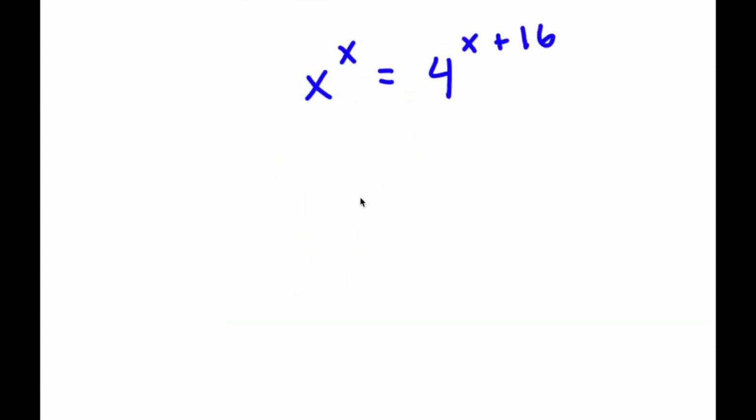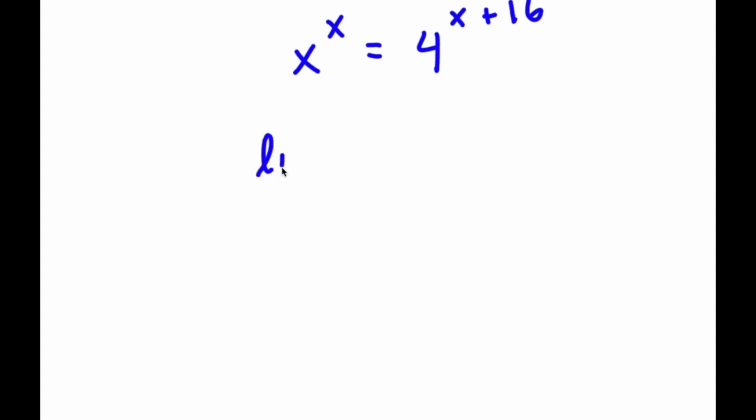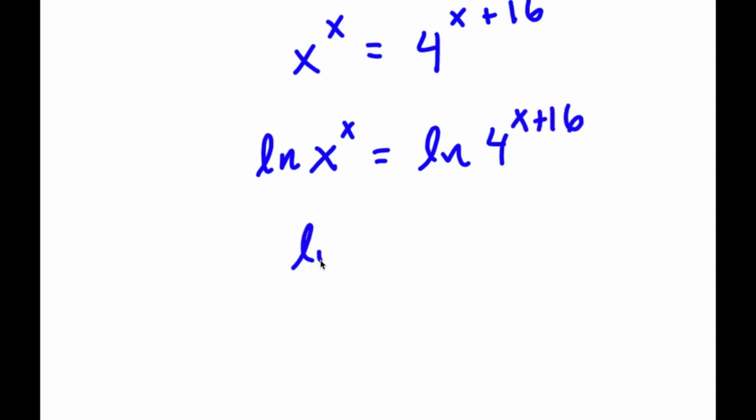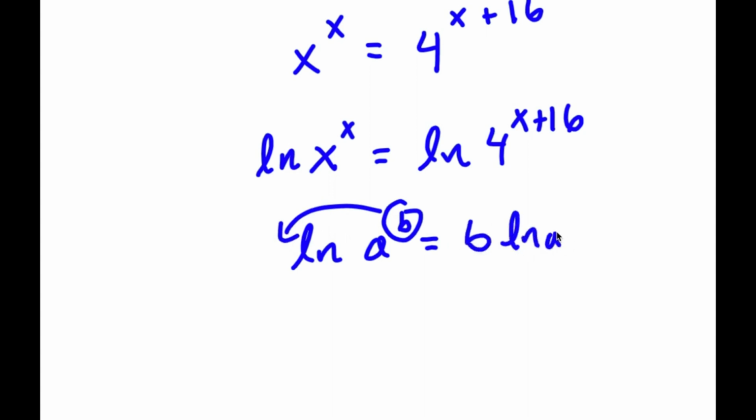Alright, so in this problem, I have x to the power of x is equal to 4 to the power of x plus 16. So the first thing I'm going to do is take the ln, or natural log, on both sides. So now I have ln of x to the power of x is equal to ln of 4 to the power of x plus 16. Now if I take the ln of something in the form a to the power of b, I can move this exponent b to the front. So this can equal b times ln a.